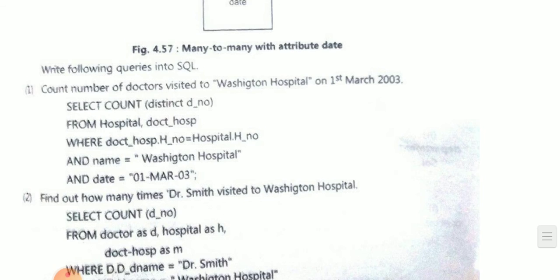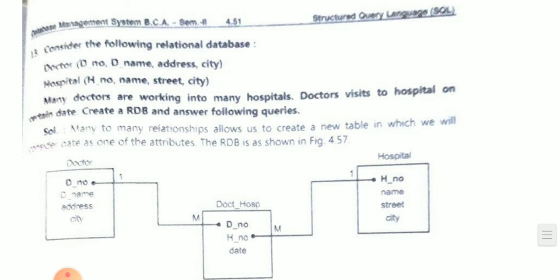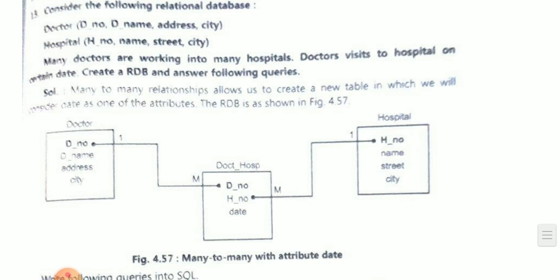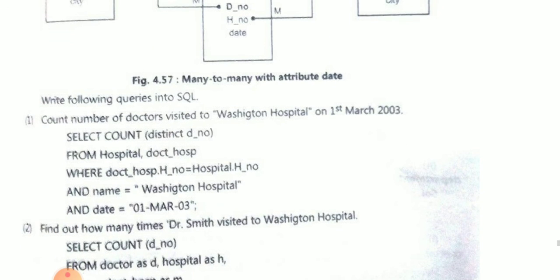Count the number of doctor visits. First of all we have to consider the following relational database: doctor, hospital. In doctor: doctor number, d name, address, city; in hospital: number, name, street, city. We have to create the tables and apply this query as per the given condition.